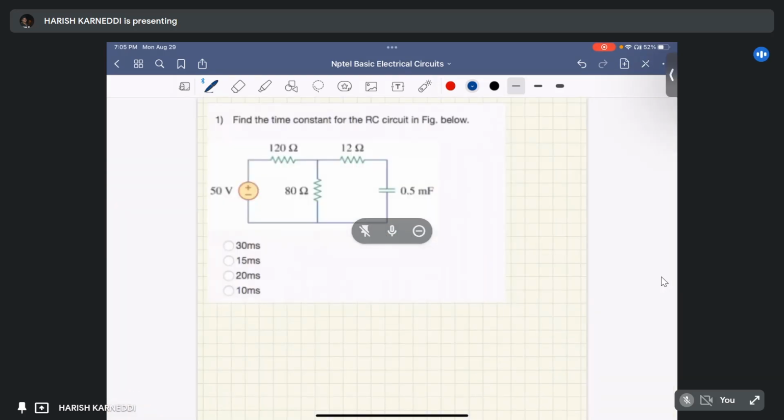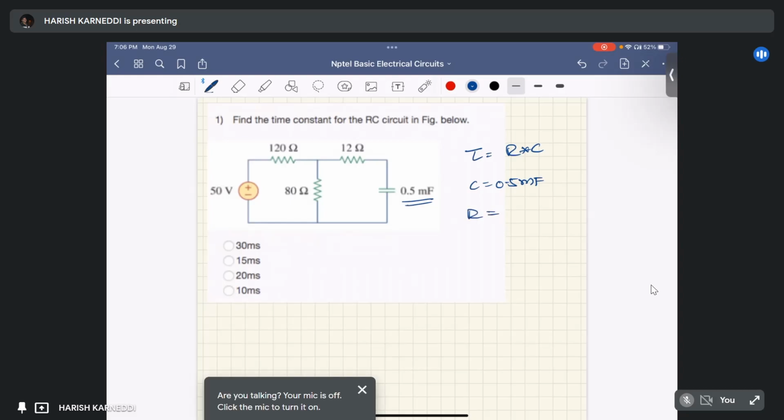Today we are going to solve network transients. The first question is: find the time constant for the RC circuit in the figure below. The time constant tau equals R into C, where C is the capacitance already given, 0.5 millifarad, and R is the resistance seen from the capacitor terminals. It is almost the same as the Thevenin's resistance only.